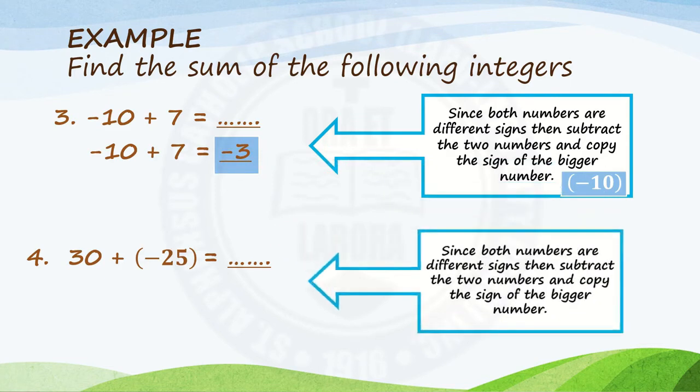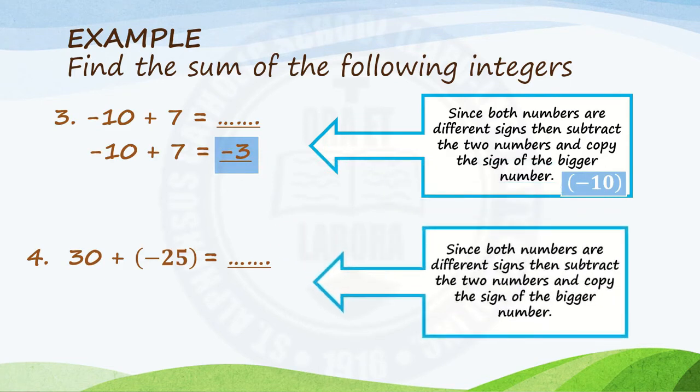Number 4, 30 plus negative 25. Both numbers have different signs, so we need to subtract the two numbers and copy the sign of the bigger number. 30 minus 25 is 5. The sign of the bigger number is positive, so the answer is positive 5.